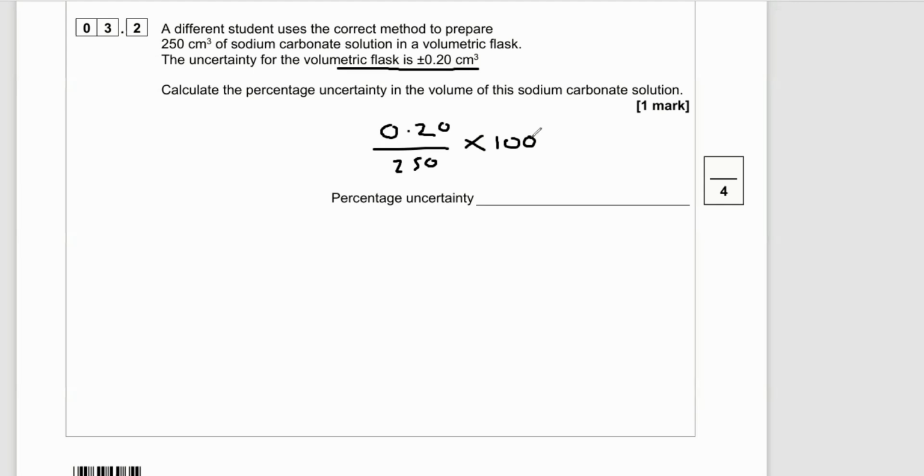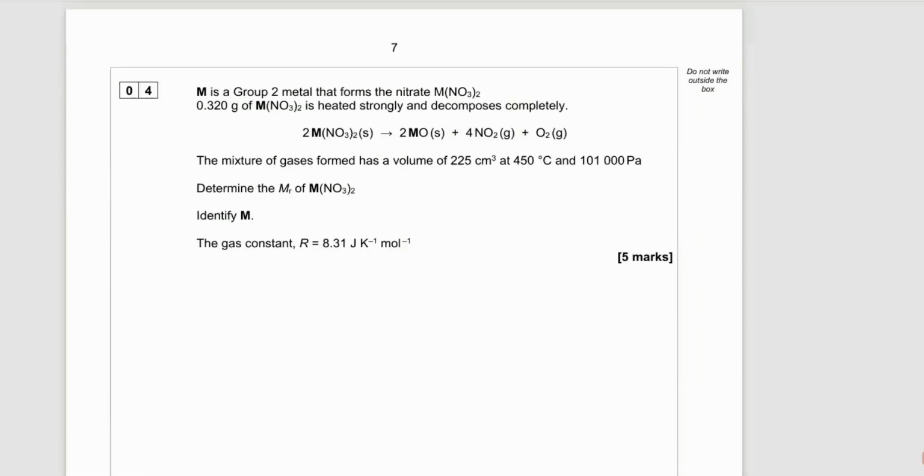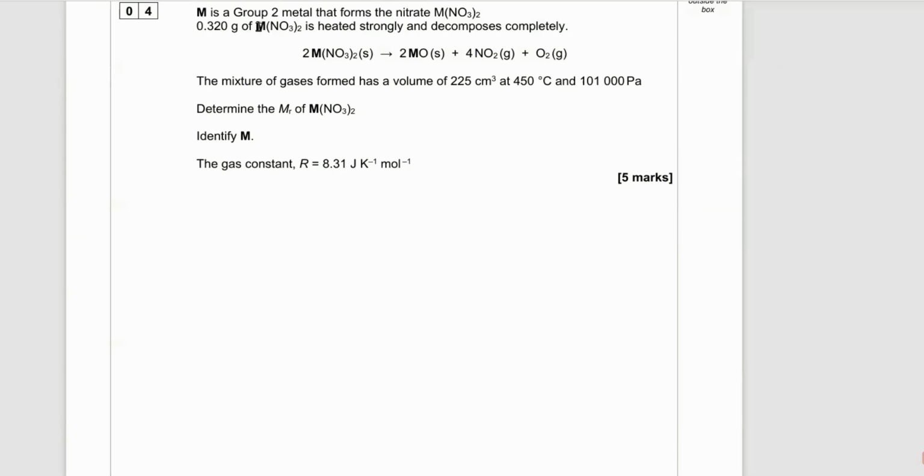It's unlike biology where you often get 2 marks and you've actually got to calculate the uncertainty first before you do the percentage uncertainty. Here they've given us the uncertainty as 0.2, so we take them at their word. Here we go.